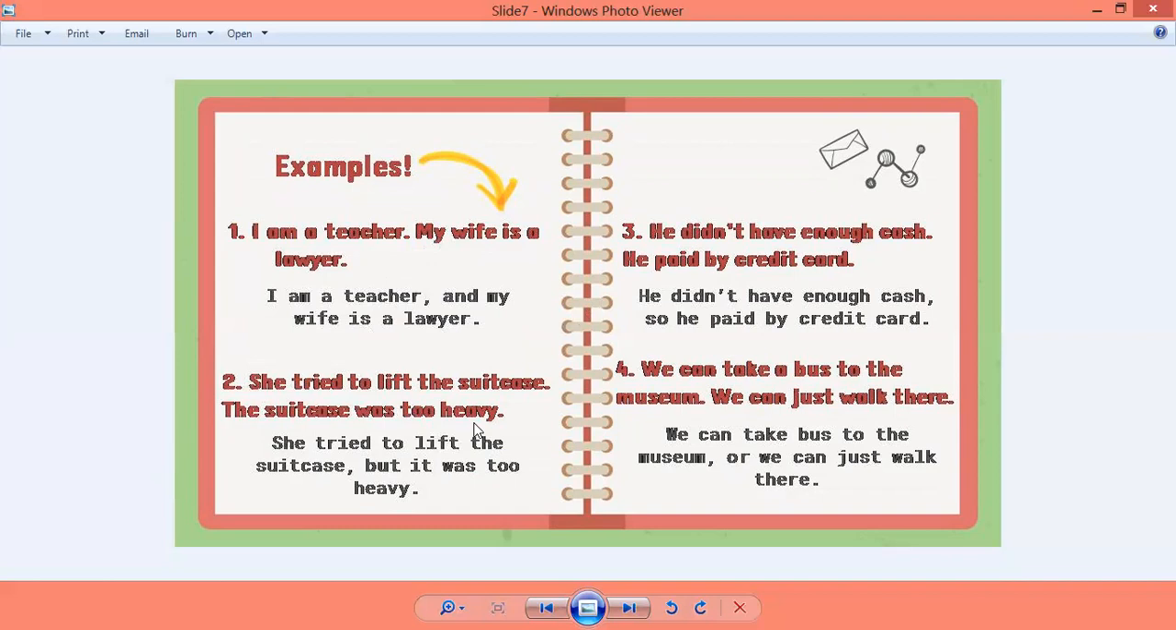Now we are going to use one of the words and join the entire sentence. She tried to lift the suitcase, comma, but it was too heavy.